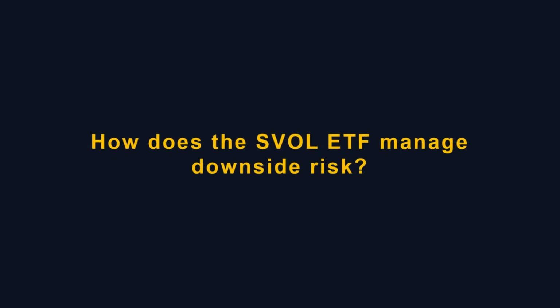How does the SVOL ETF manage downside risk? The SVOL ETF, Simplify Volatility Premium ETF, aims to manage downside risk through its options overlay strategy, but it's important to understand that this approach has limitations. Here's a breakdown of how SVOL attempts to mitigate downside risk and the inherent limitations. Strategies to mitigate downside risk.